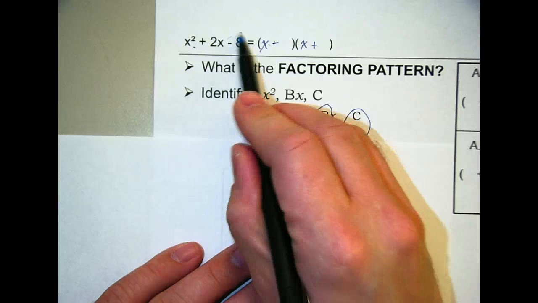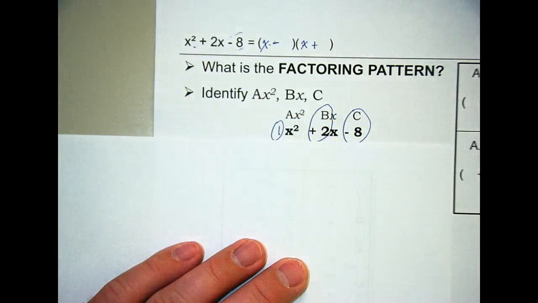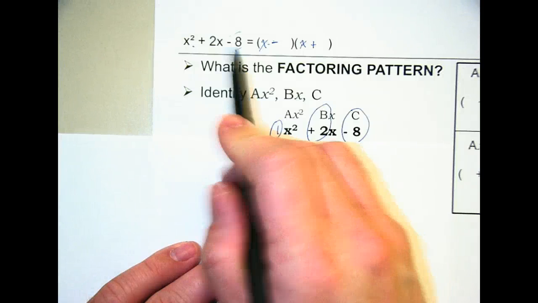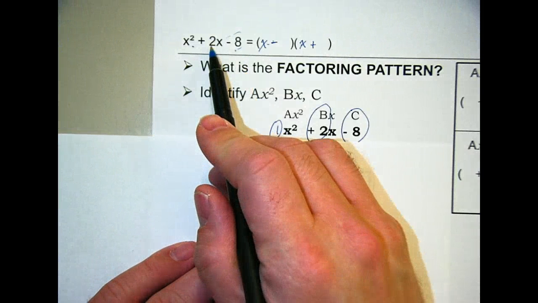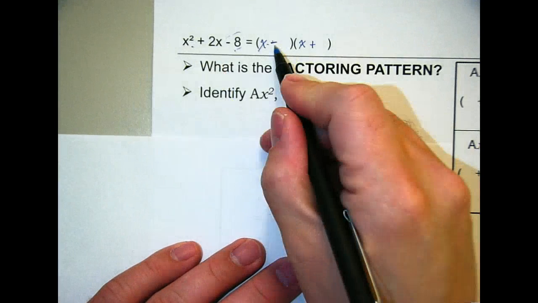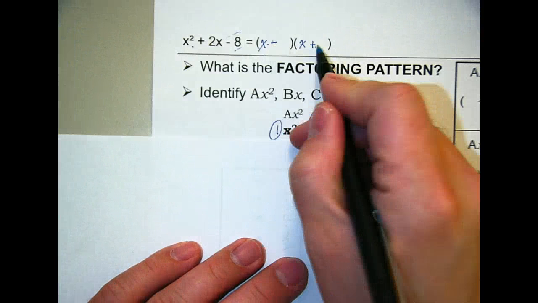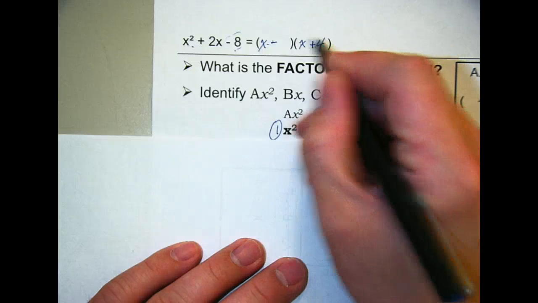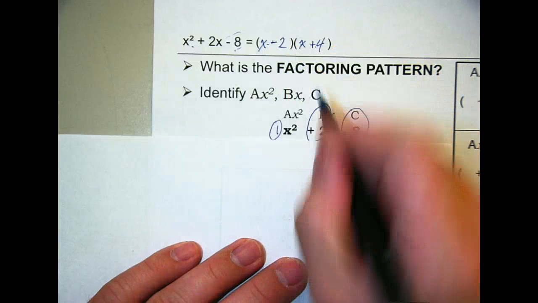What are two things that multiply to make 8 and add to 2? Well, think of the things that multiply to make 8 first. Okay? 4 times 2 make 8. Do they add to 2? 4 minus 2. 4 plus negative 2, right? Which is what we want, right? So where does the 4 go? Is it the positive or the negative? The positive. And 2 is the negative.